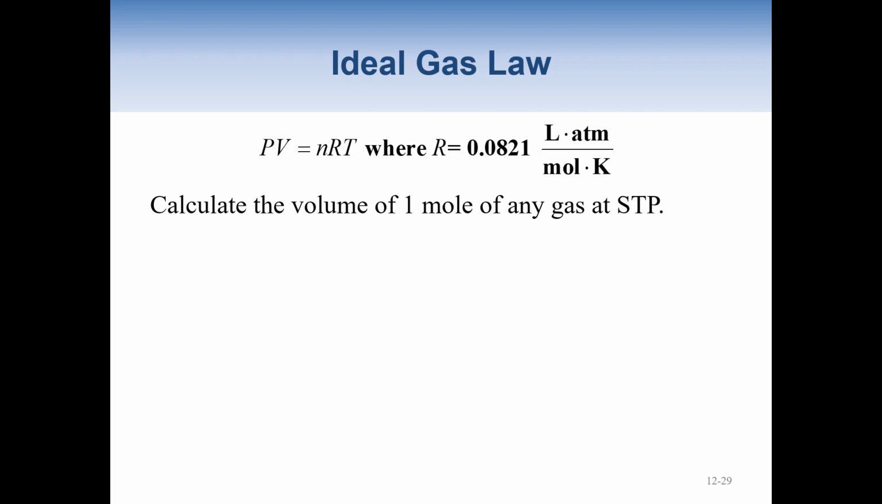So calculate the volume of 1 mole of any gas at STP. So standard temperature is 273. Standard pressure is 1 atm. So when you put any information into the ideal gas law, these have to be the units that you use. You have to use liters, atm, moles, and Kelvin, because our constant that's provided is in those units.